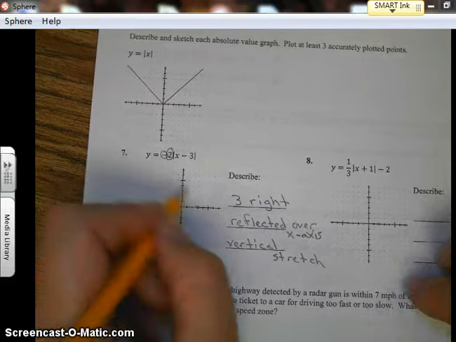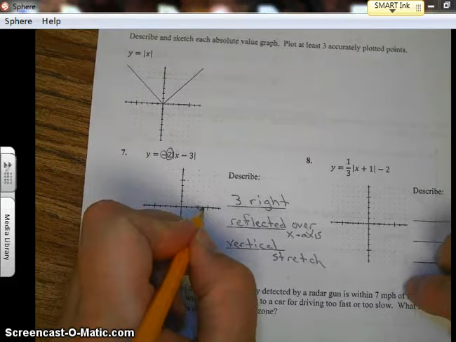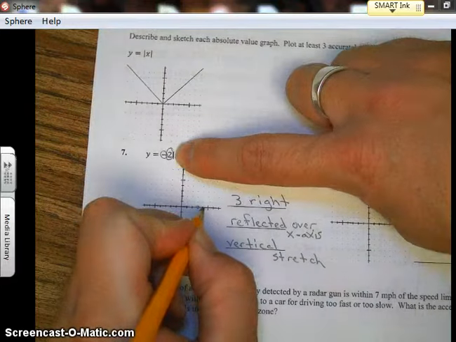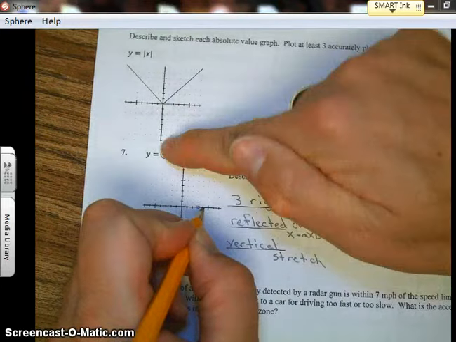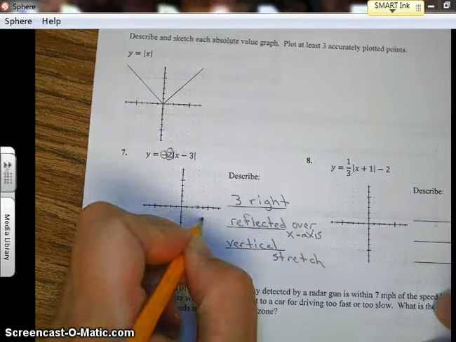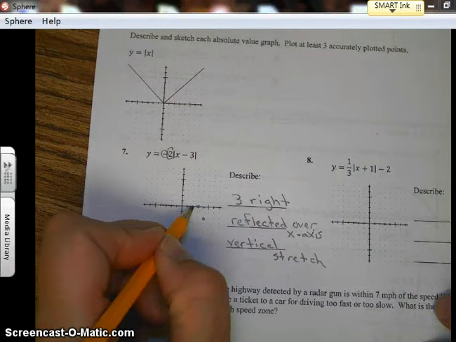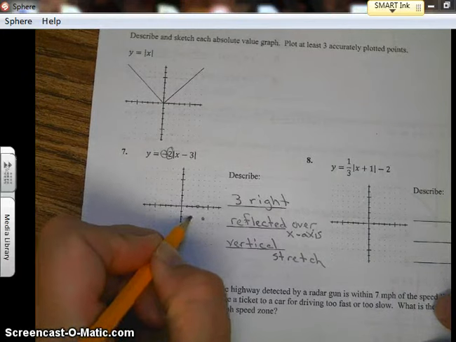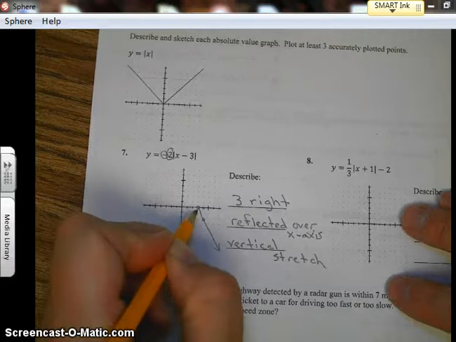Okay, so from our new vertex, if you want to call it that, we go over 1, and then our a value is 2, and it's going to be opening down because it got reflected across the x-axis. So down 2. It's symmetrical, so we're going to go 1 the other way and down 2. So there's my 3 accurate points.